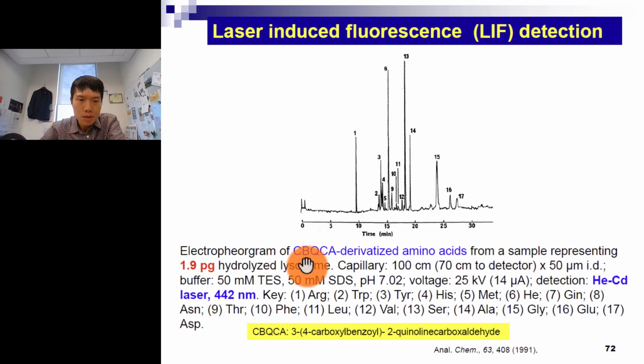Another example, this is another fluorophore dye, CBQCA here, your 3-(4-carboxybenzoyl)-2-quinolinecarboxaldehyde. You see how low we can detect, 1.5 picogram. Very low and good detection limit, only for CE. 442 nanometer.